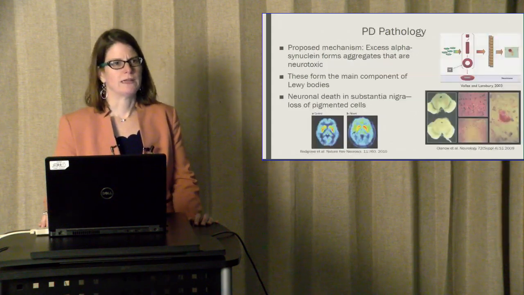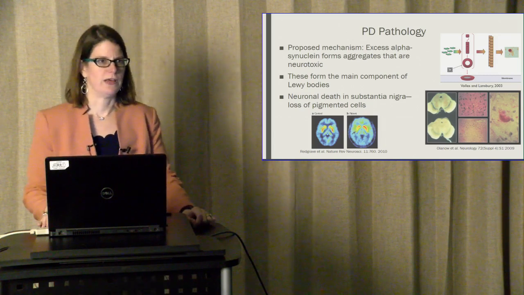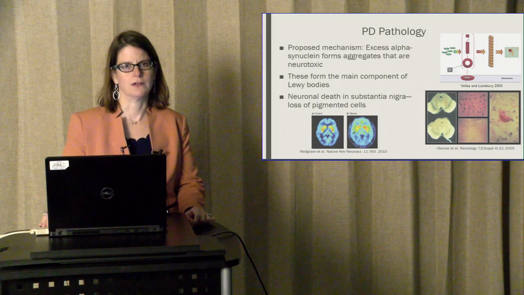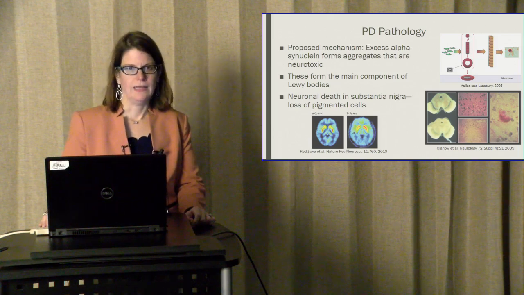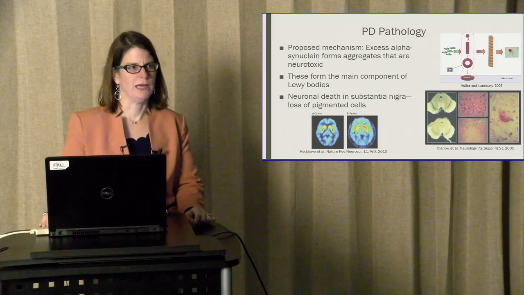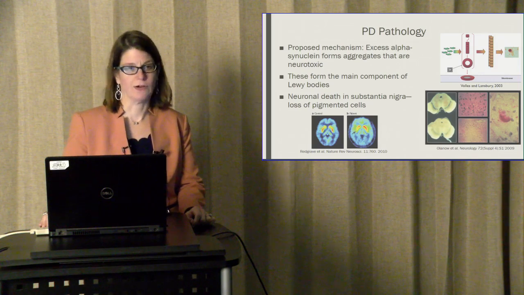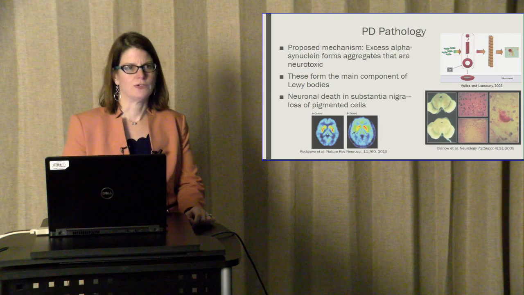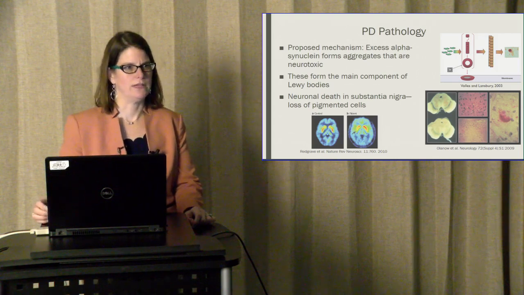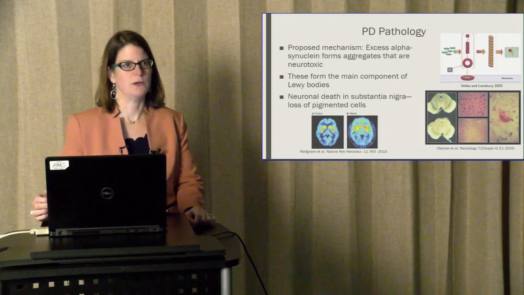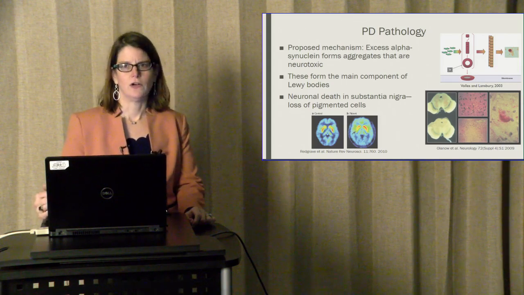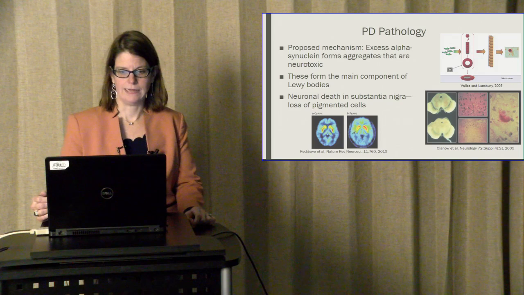So the proposed mechanism through which Parkinson's pathology occurs is that there's excess protein called alpha-synuclein. This is a normal protein in the body, but in Parkinson's disease, it forms aggregates that can be neurotoxic. There's some controversy now about whether these might actually be a protective response to the underlying Parkinson's disease, but the overarching idea is that it is pathologic.